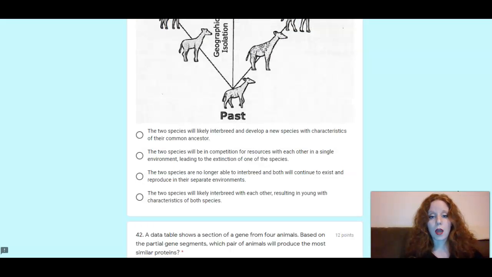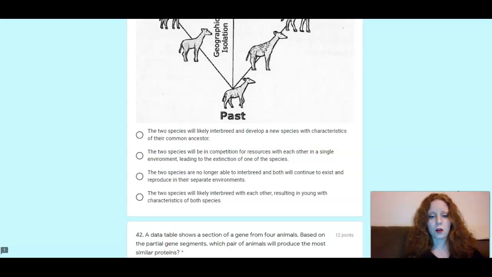The two species will likely interbreed and develop a new species with characteristics of their common ancestor. I'm not going to say that's likely. It could happen because it's science and anything's possible, but likely is a strong word there. The two species will be in competition for resources with each other in a single environment, leading to the extinction of one species. Maybe. But extinction? That's another strong word. That means that every single member of the other species dies.